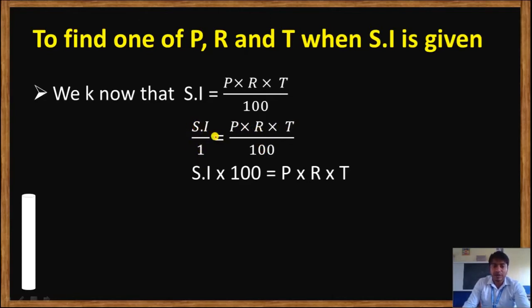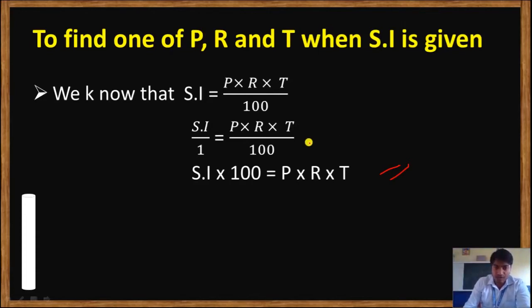Now we have to do the cross multiplication. Simple interest into 100 equals principal into rate into time into 1 into 1, so we get principal into rate into time. Using this only, we have to find the formula for principal, rate and time.